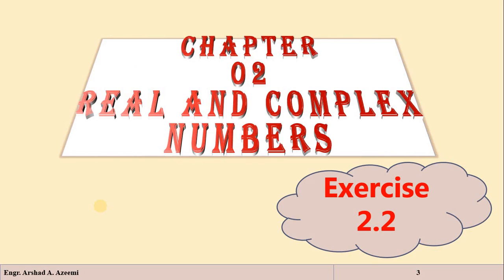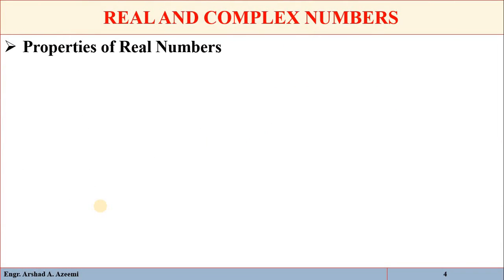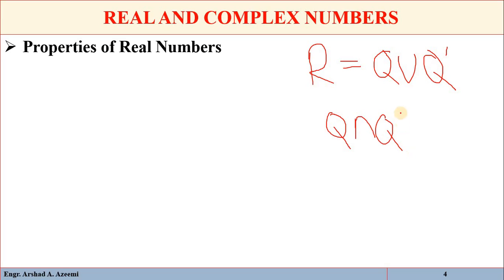Before starting the solution of different questions of exercise 2.2, let's discuss some background. This exercise will be about the properties of real numbers. At this stage we are aware that the set of real numbers is the union of rational numbers and irrational numbers. If we take the intersection of rational numbers and irrational numbers, then it will be a null set.